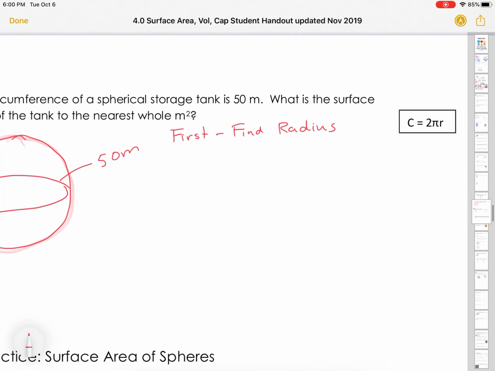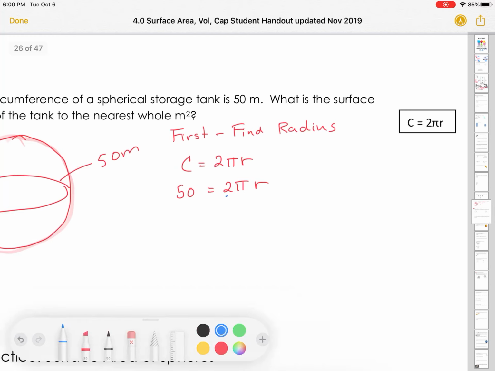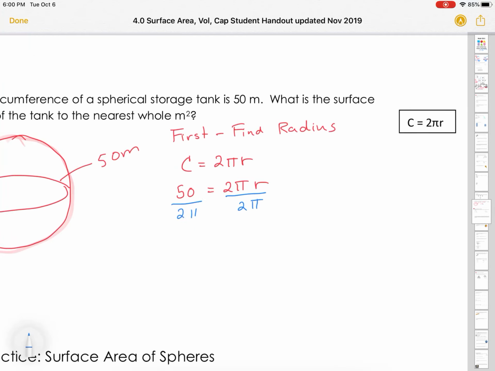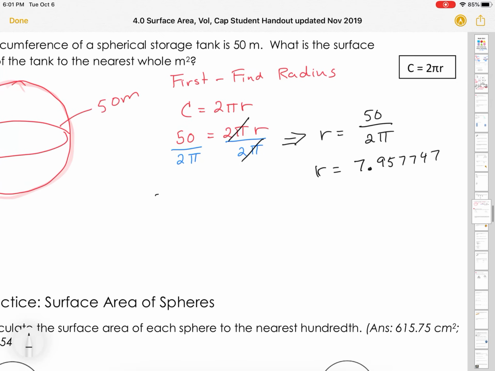Now remember back, this is why we warmed up with circles. Circumference of a circle is 2 pi r. We know that the circumference is 50 meters. So it's equal to 2 pi r. So if we divide both sides by 2 pi, on this side, it's going to cancel out and we'll be left with r. So that tells us that r equals 50 over 2 pi. When we divide through, I will get a value of r of 7.957747. Pretty long. We'll keep it for now.